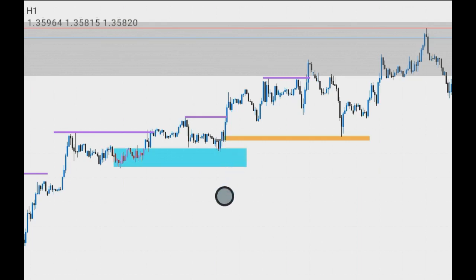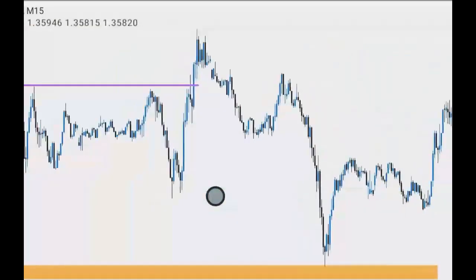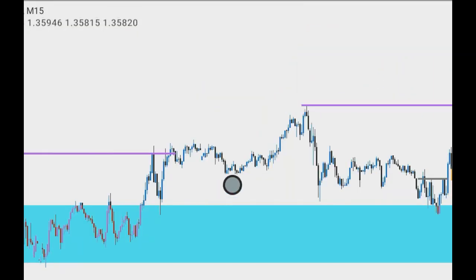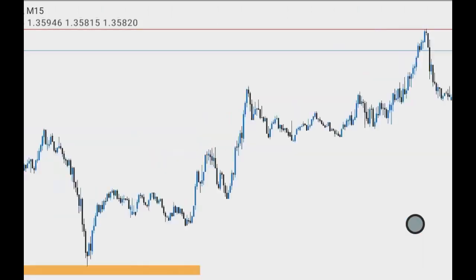Now, in this case, let's go to the 15 minutes. Let's go to the 15 minutes and see what happened there. Now, on the 15 minutes, remember, this blue box is our 4-hour OB. Remember that? So we are waiting for price to rotate back down into this 4-hour OB for us to take our trade up. Right? For us to take our trade up.